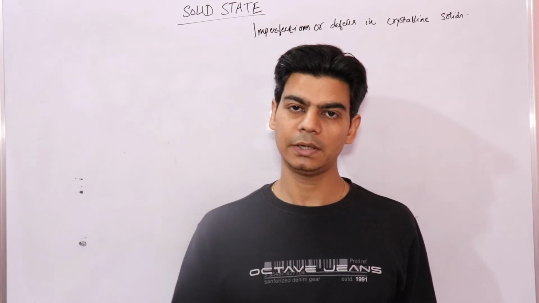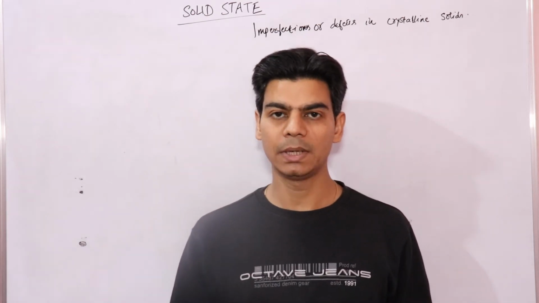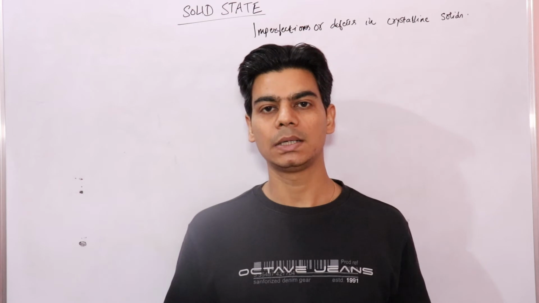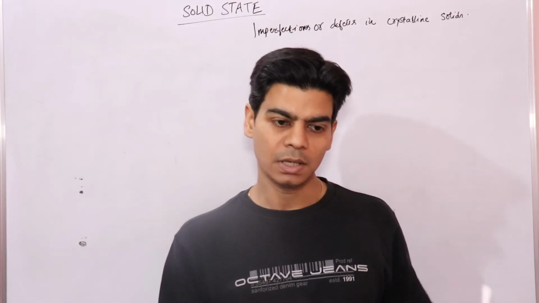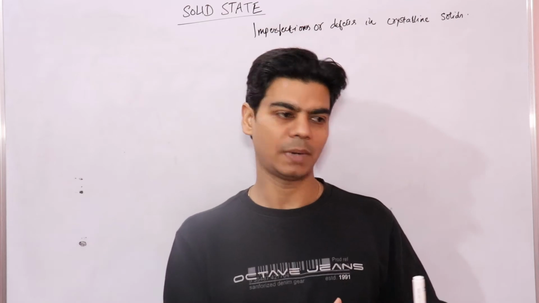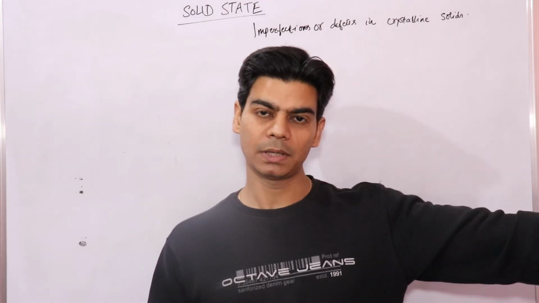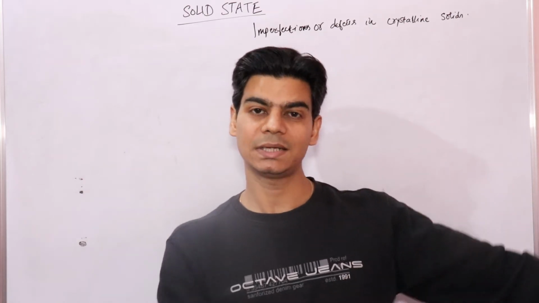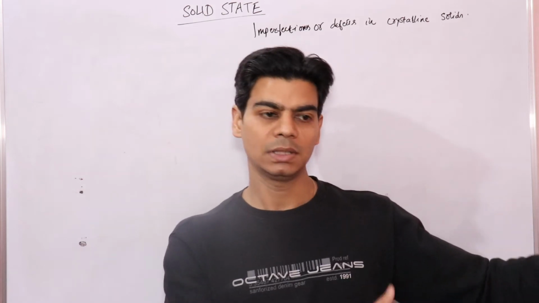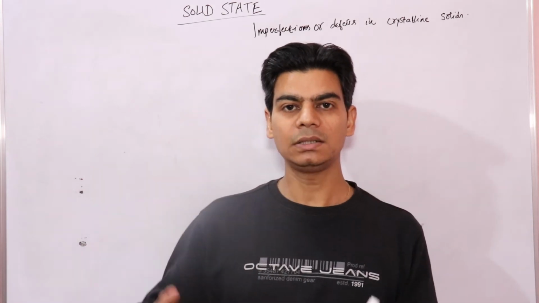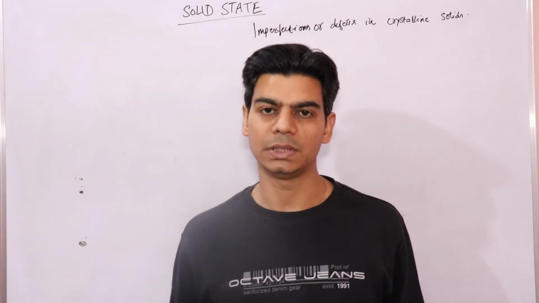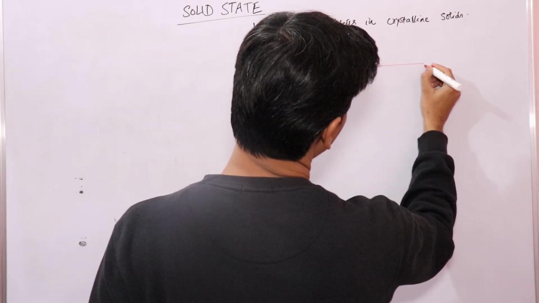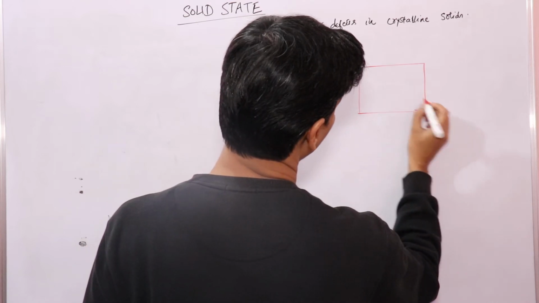Now we have also studied that if, using some experimental technique, we look into how this arrangement of particles is done in the crystalline solid, and draw this arrangement of particles, not on a paper but in three dimensions, what we get is a crystal lattice. So the crystal lattice shows us how particles in a crystalline solid are arranged in three dimensions. So let's say this is a crystal lattice.